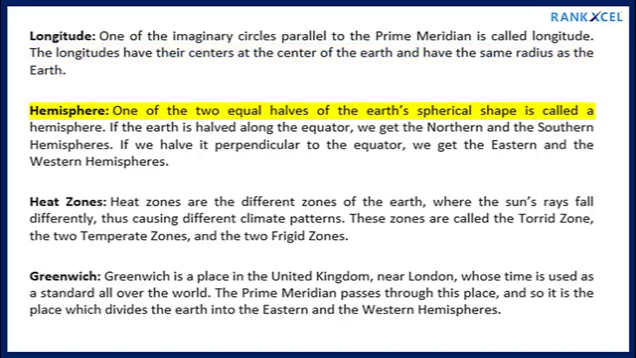Longitude. One of the imaginary circles parallel to the prime meridian is called longitude. The longitudes have their centers at the center of the Earth and have the same radius as the Earth. Hemisphere. One of the two equal halves of the Earth's spherical shape is called a hemisphere. If the Earth is halved along the equator, we get the northern and the southern hemispheres. If we halve it perpendicular to the equator, we get the eastern and the western hemispheres.